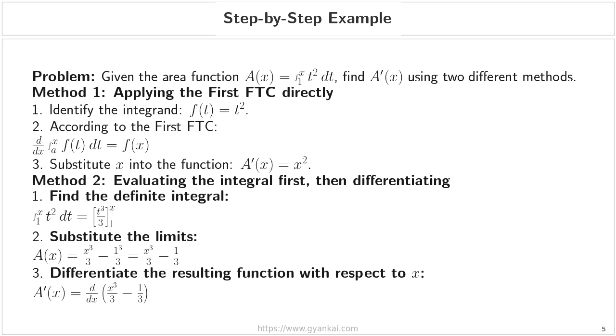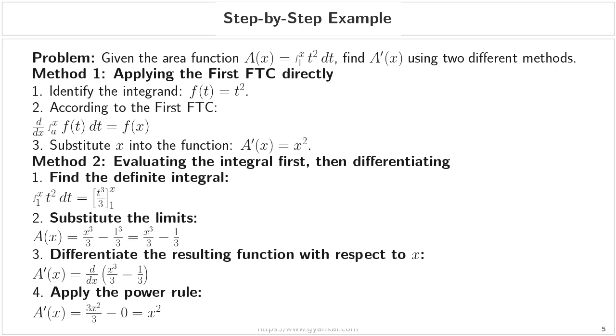Step 3. Differentiate the resulting function with respect to x. We need to find the derivative of x cubed over 3 minus 1/3. Finally, step 4, apply the power rule. The derivative of x cubed over 3 is 3 times x squared over 3, which simplifies to x squared. The derivative of the constant negative 1/3 is 0. Therefore, A prime of x equals x squared.